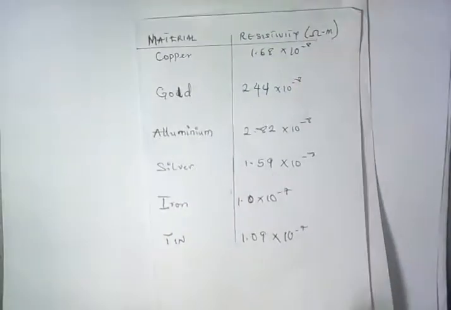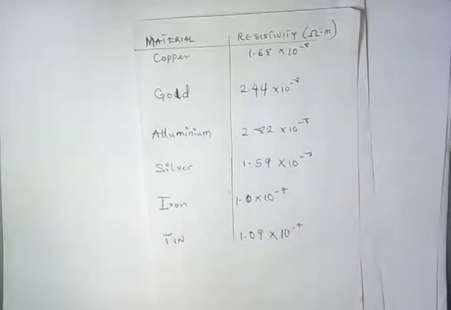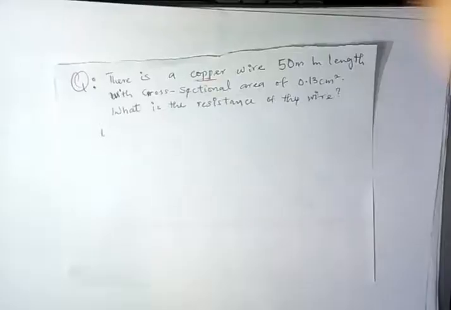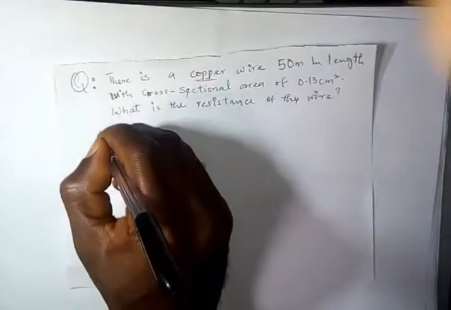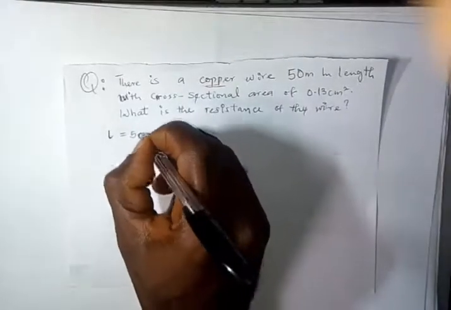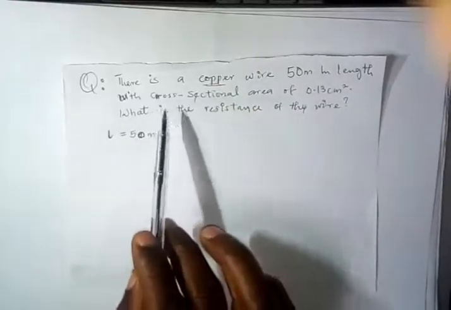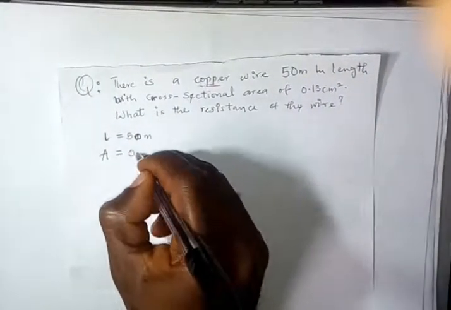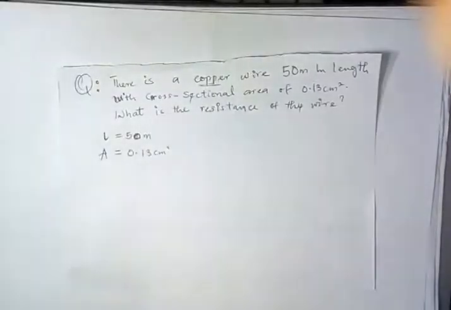So what do we have now? I think we have this. We talked about copper. I think that's the metal that was given in the question. We have copper. So we are going to take note of all the parameters given now. According to this question, we have our length given to be, sorry, I think I was using a black pen before. Sorry, we have the length given according to the question to be 50 meter. The next thing is we're given the cross-sectional area as well. The cross-sectional area given, which is our A, is equal to 0.13 centimeter square. So what next on the agenda?